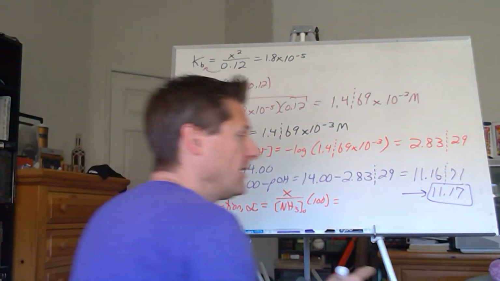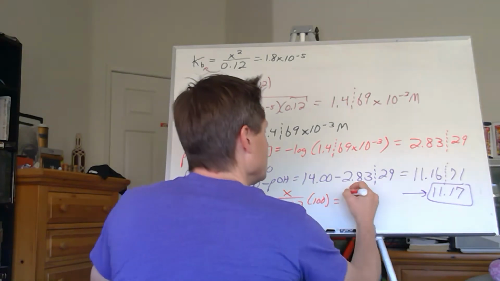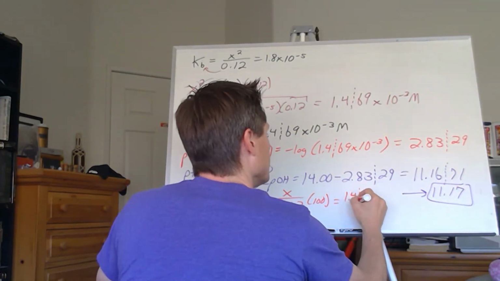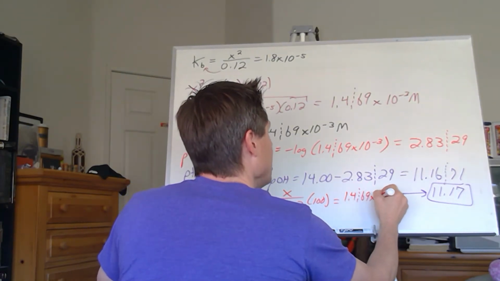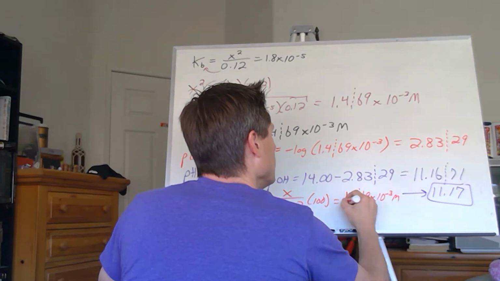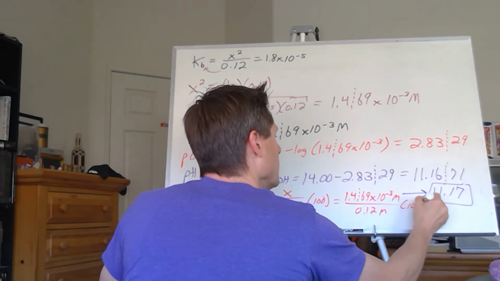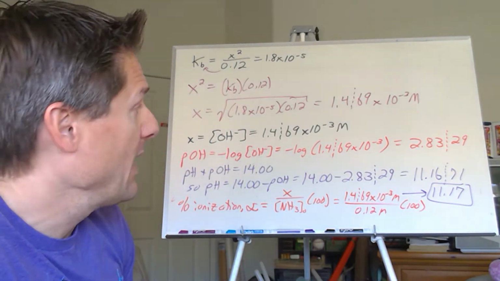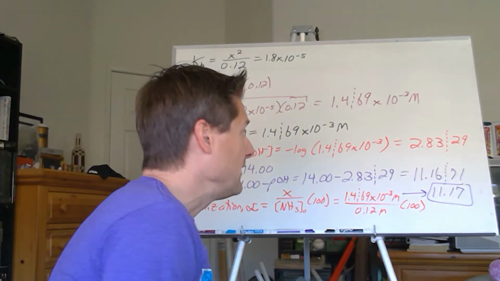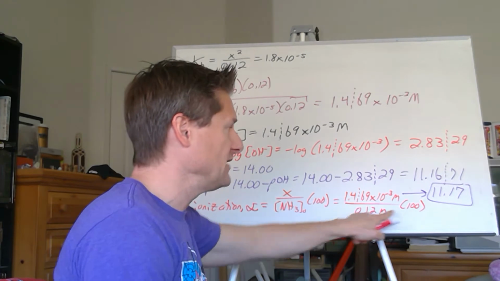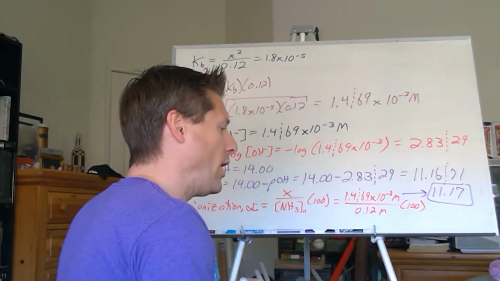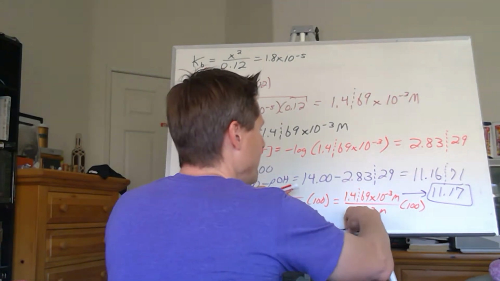So x was 1.469 times 10 to the minus third molar over the initial, 0.12 molar, times 100. I'm running out of space here. If you go through and calculate it, 2 sig figs, that 100 is exact. I get 1.224.